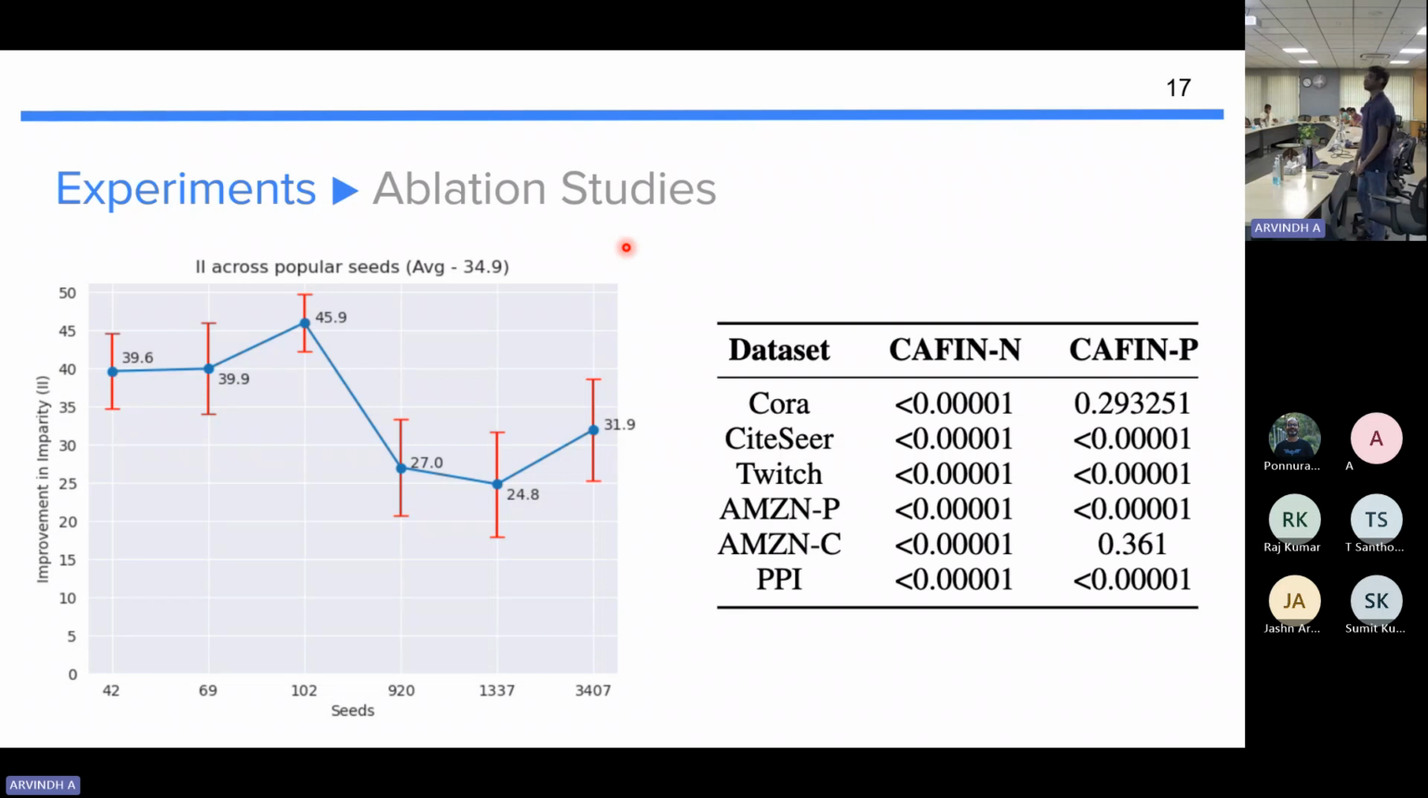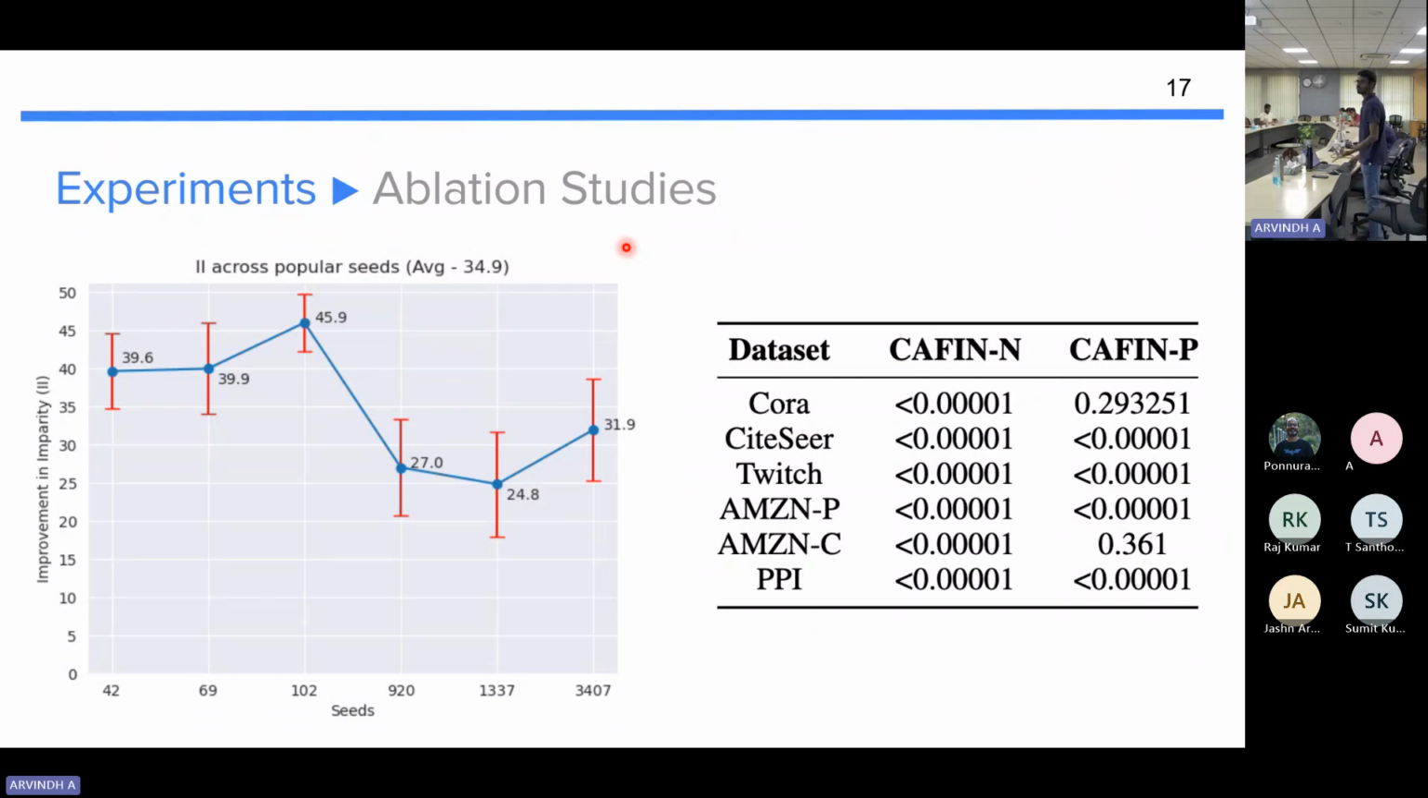And we also statistically established that the distribution shift and the results that we showed earlier are statistically significant. We ran a t-test and see that the p-values for the distribution shift between CAFIN and its variants are significant, and so our results can be taken as reliable. So this pretty much concludes our first work. There are a couple more ablation studies in the thesis document if you are interested.